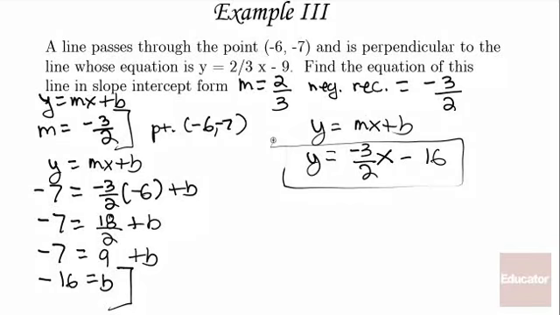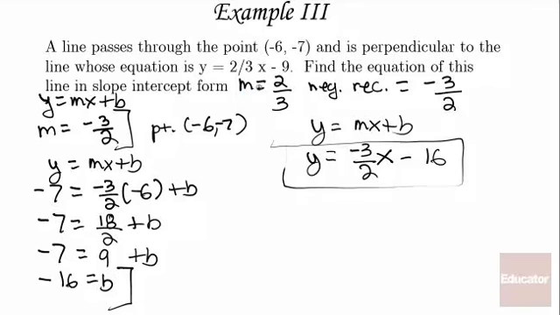So what I started out with is knowing that I'm looking for an equation for a line that passes through the point negative 6, negative 7, and is perpendicular to a line with this equation. I started out by finding the slope, knowing that the slope of the line I'm looking for is going to be the negative reciprocal of the slope of the perpendicular line.